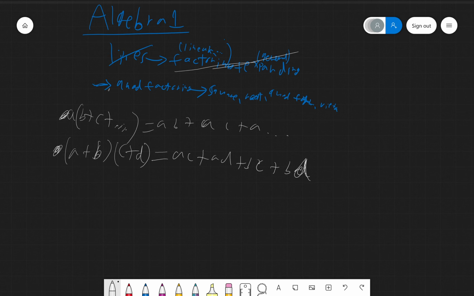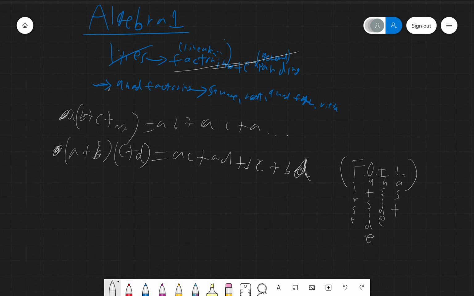Now, there's actually a way to remember this special case because this one comes up a lot. It's called FOIL. I know it sounds dumb, but it's an acronym. F stands for first, then outside, inside, last. What does it mean?